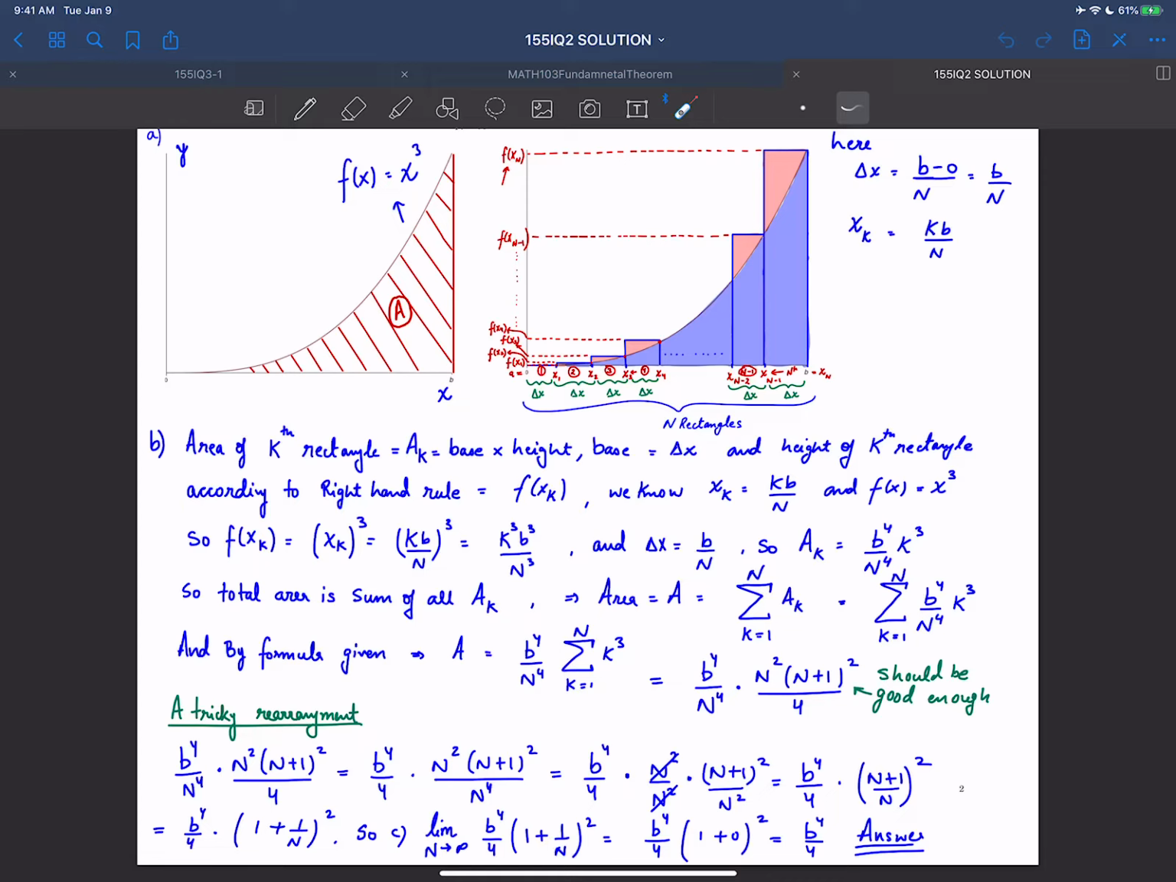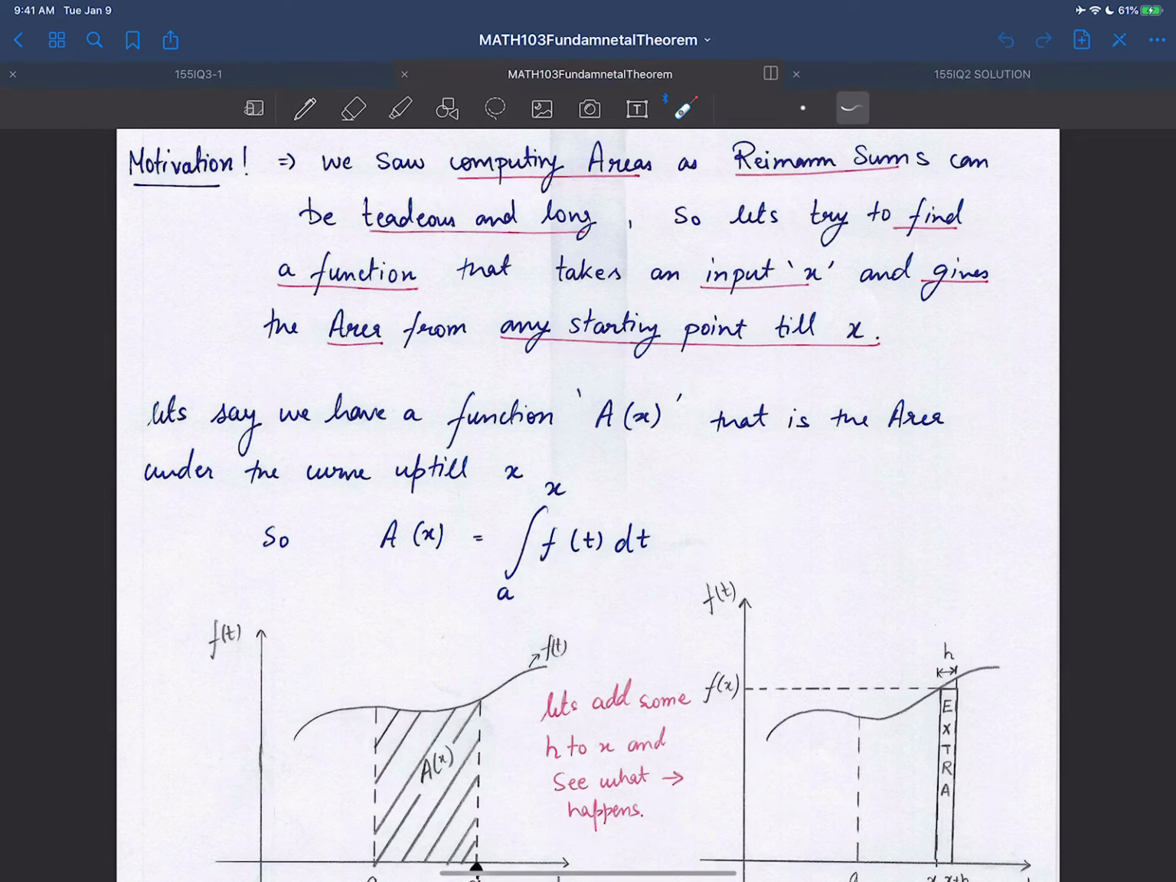So this is where we start to see the motivation towards the introduction of the fundamental theorem of calculus. We saw that computing areas as Riemann sums can be very tedious and long. So we try to bypass this and find a function, literally an expression that you can use, which will take an input x. You give it an input x, and it gives you the area from any starting point till that point. It's a little bit wordy, but let's put this into a vision.